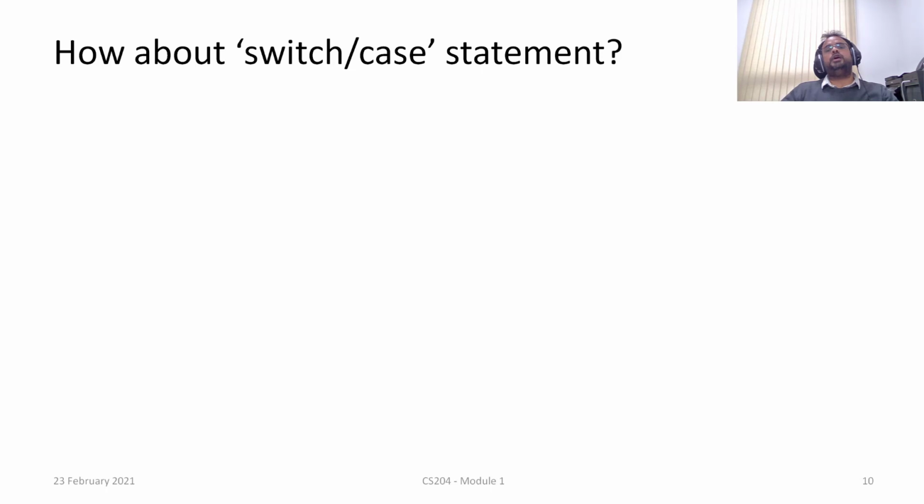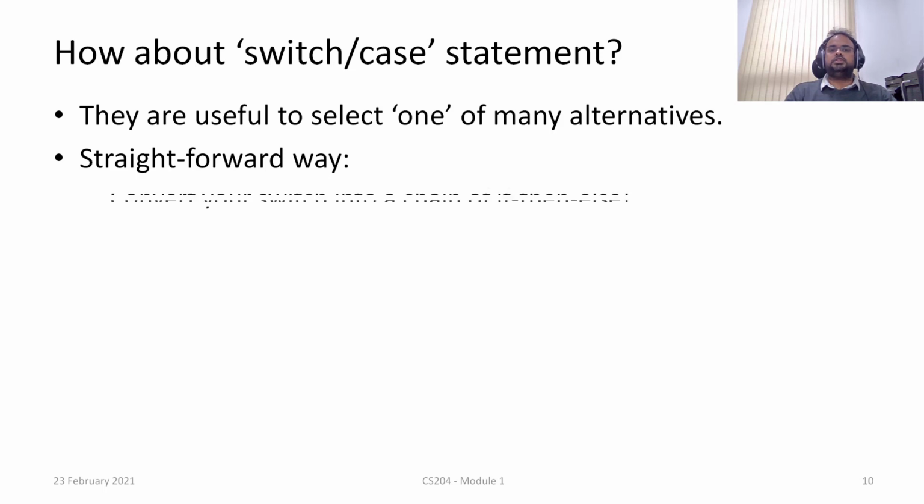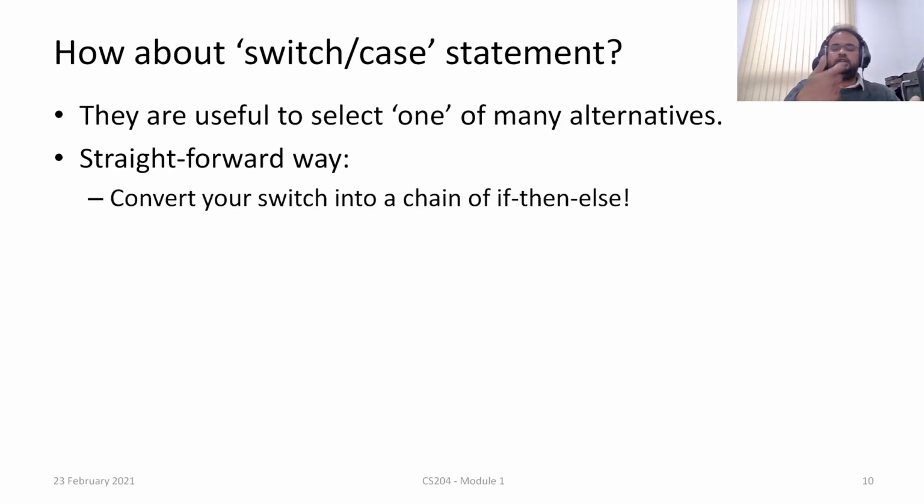Now what we have seen so far is the simple if and else. How do we deal with the switch statement? Switch is used whenever we want to select one of many possible alternatives based on some particular condition check. The very straightforward, naive way that we would have learned right at the beginning of our programming is to convert the switch into a chain of if else statements. Accordingly, you can generate the assembly code also.